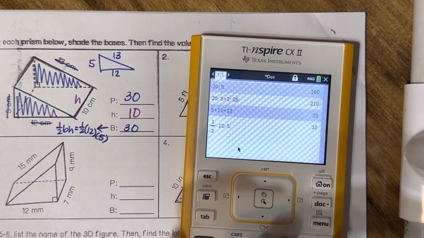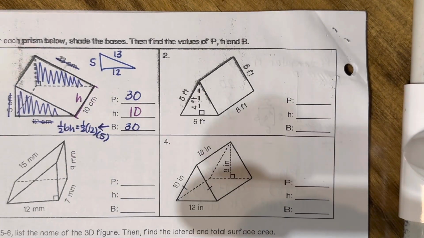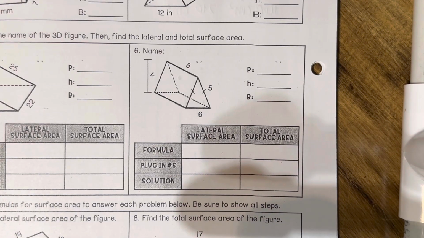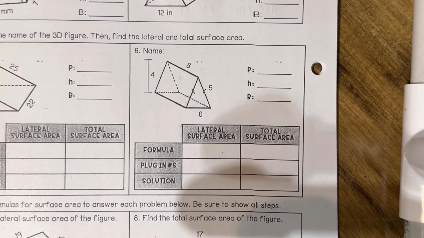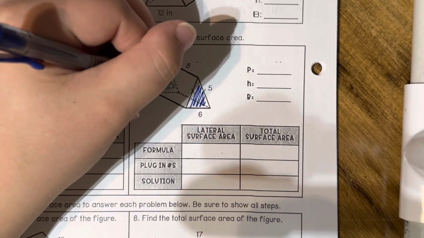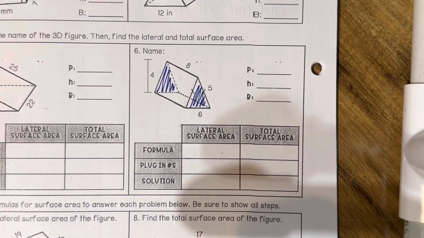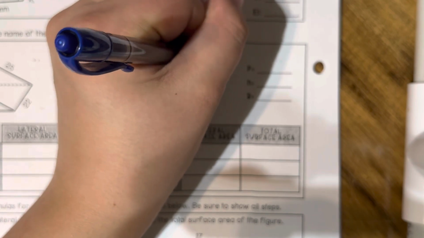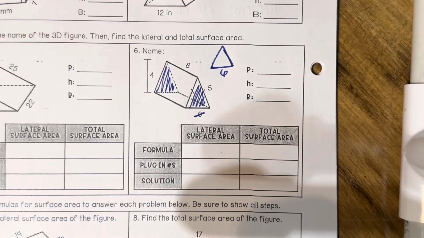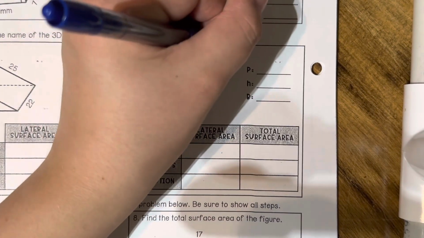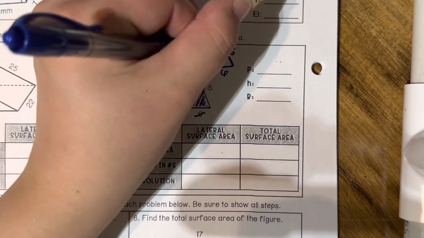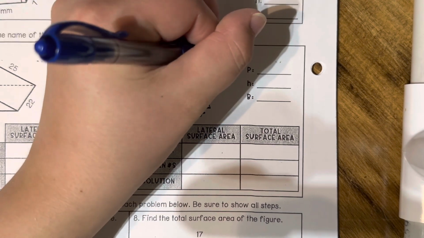Now, let's do number 6. Moving on to number 6 of the notes. I know that my bases are these two triangles right here. And I like to draw my triangles to the side. So I know the bottom of my triangle is 6. I used it, I'm going to cross it out. I know this side is 5. And you see these two tick marks? That means that those sides are congruent. So if that side is 5, that means this side is also 5.